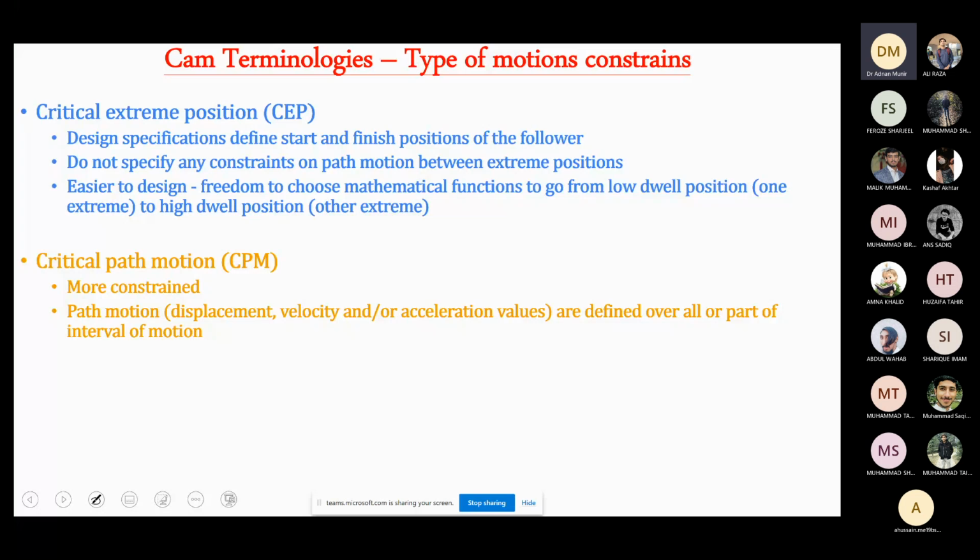So can anybody tell me what dwell means? We already discussed dwell at the start of the course. Can anybody tell me what dwell means? Anyone? Any idea what dwell means?